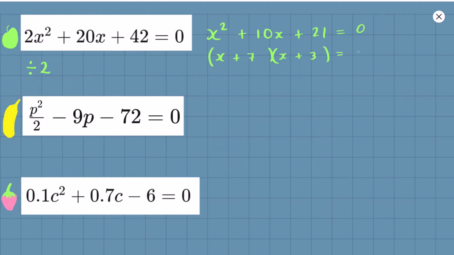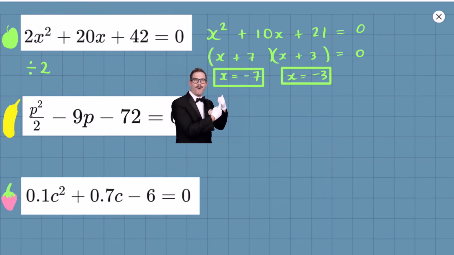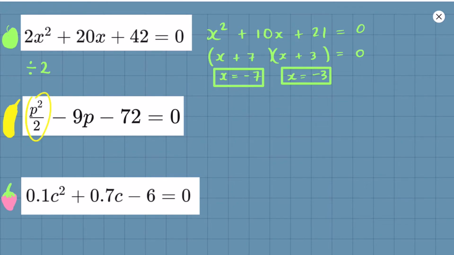And don't forget that equals 0 is an invitation to solve. So x equals -7 and x equals -3. And I'm a big fan of putting my answer in boxes, especially in multi-part questions, where you have to go back to some information.